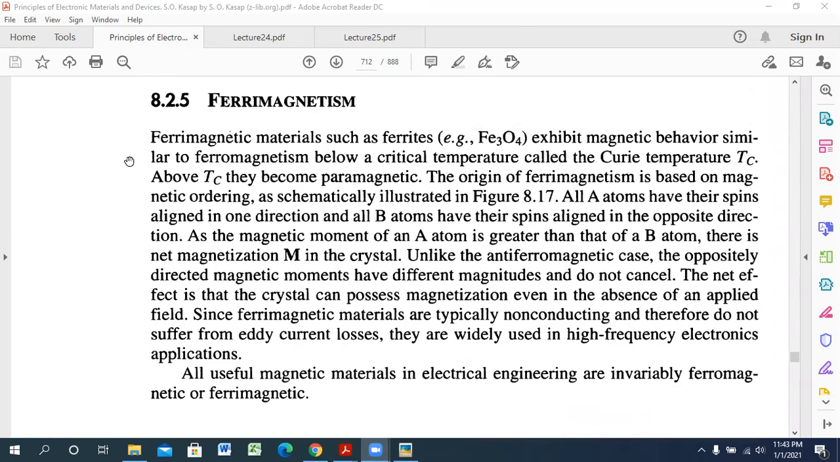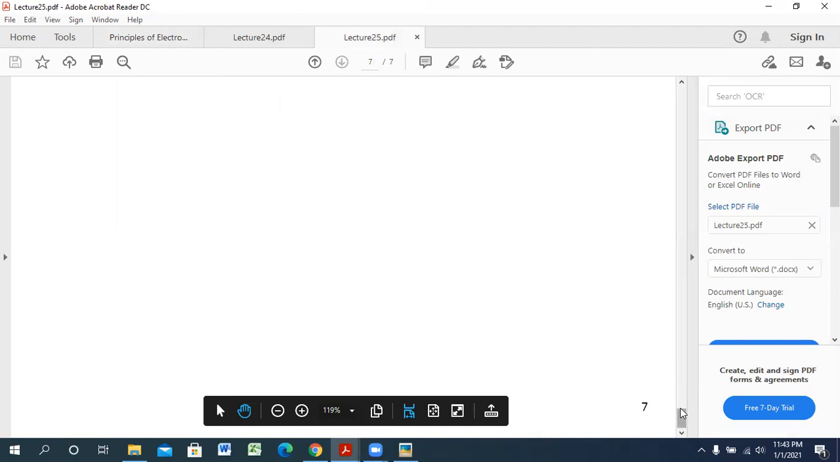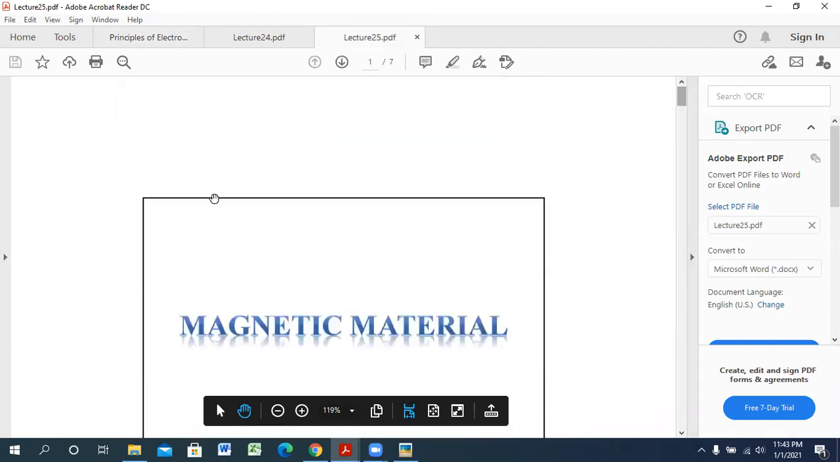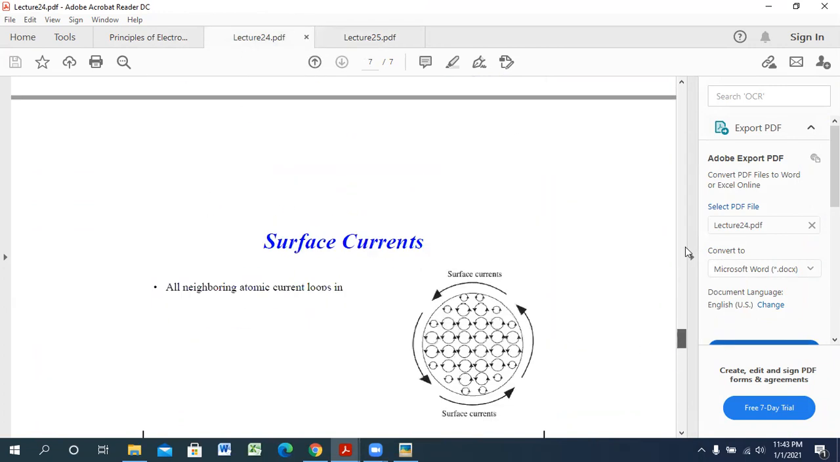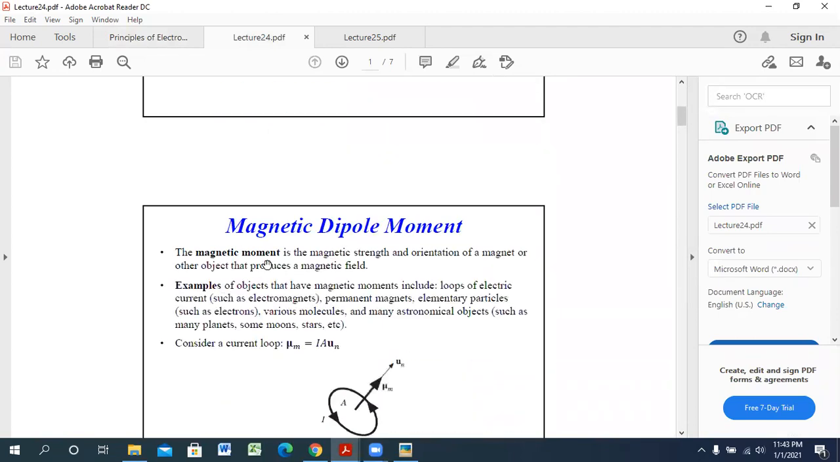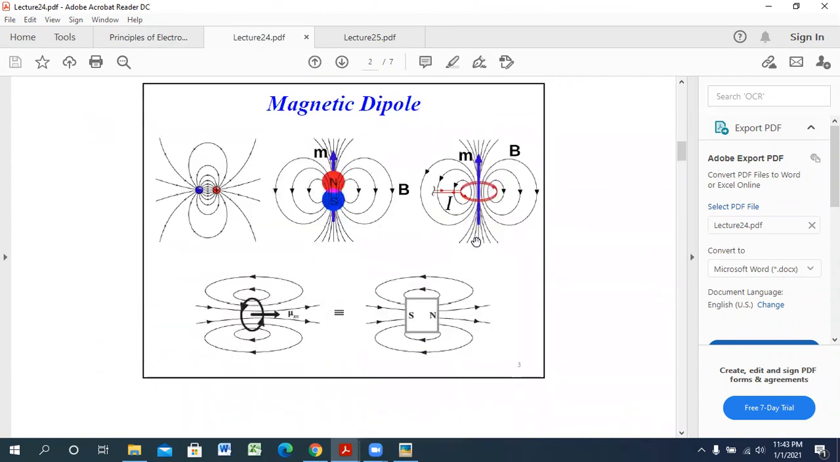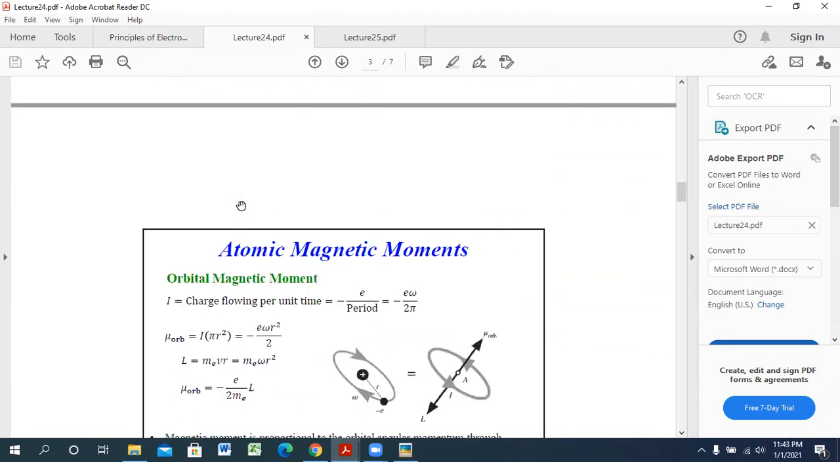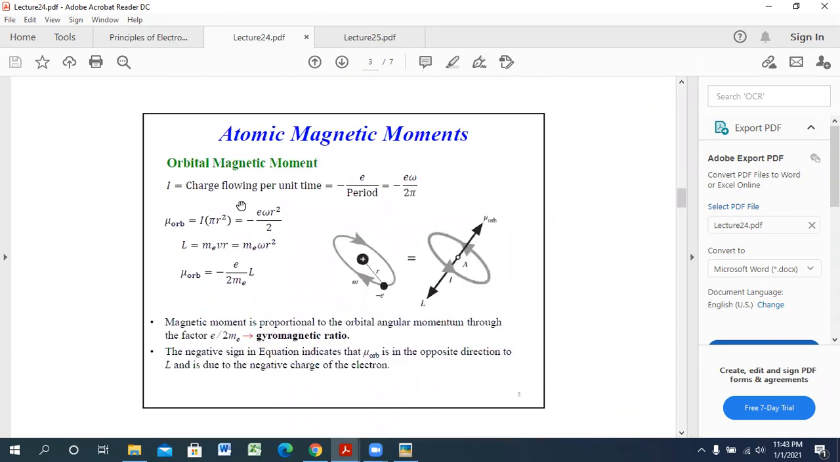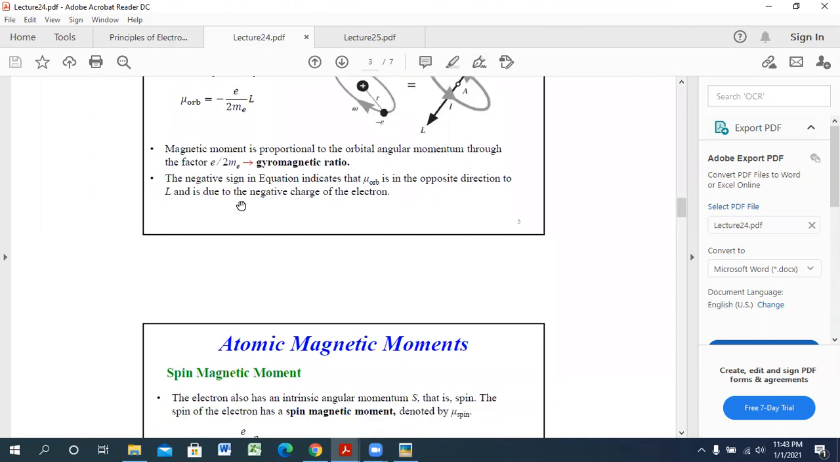Now if I go to the lecture notes of this professor, you will find lecture number 25. Before that, if I move to the previous lecture, the magnetization, first of all he has summarized the magnetic dipole moment with one-dimensional concepts. Then the magnetic dipole moment is described with the three energy fields, then the external field, then the atomic magnetic moments. We have described these things in our previous lectures.